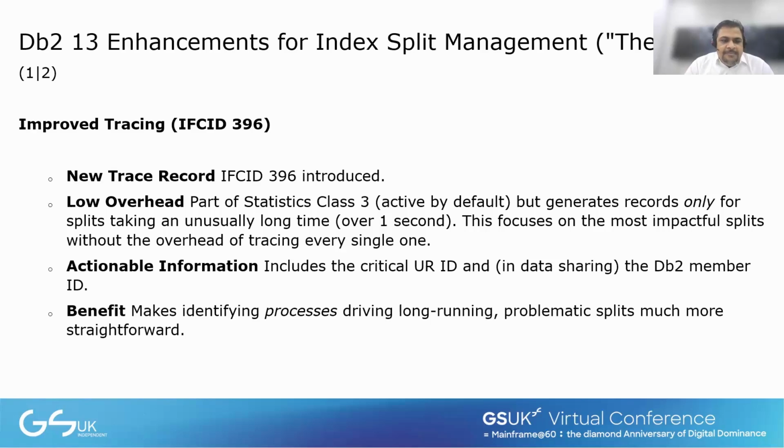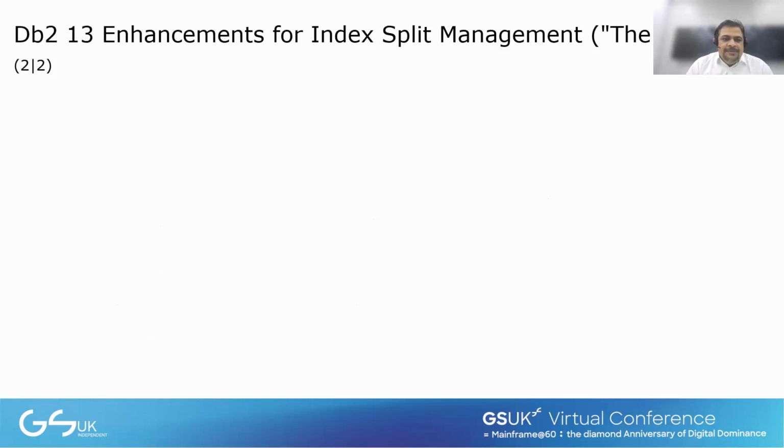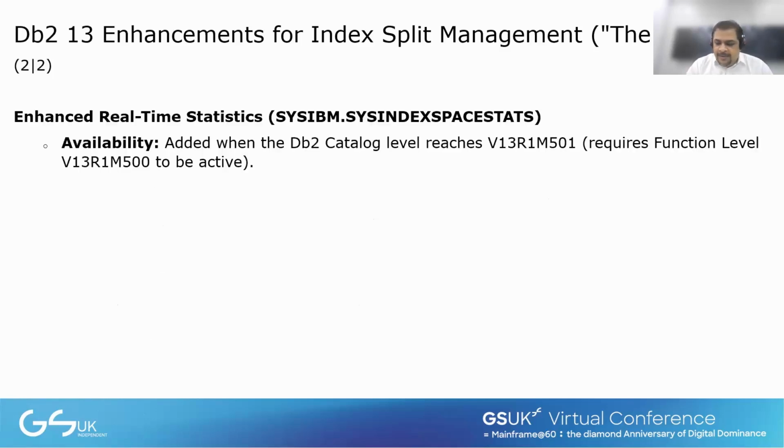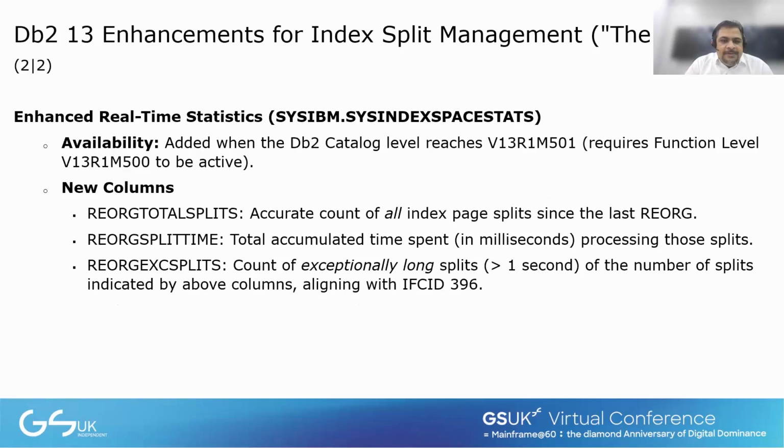So the benefit is that it makes identifying and driving long-running and problematic splits much more straightforward. Another relief which we found in DB2 13 is a couple more columns. With DB2 13, if you have DB2 catalog level V13R1M501 and function level 500, you can get that.